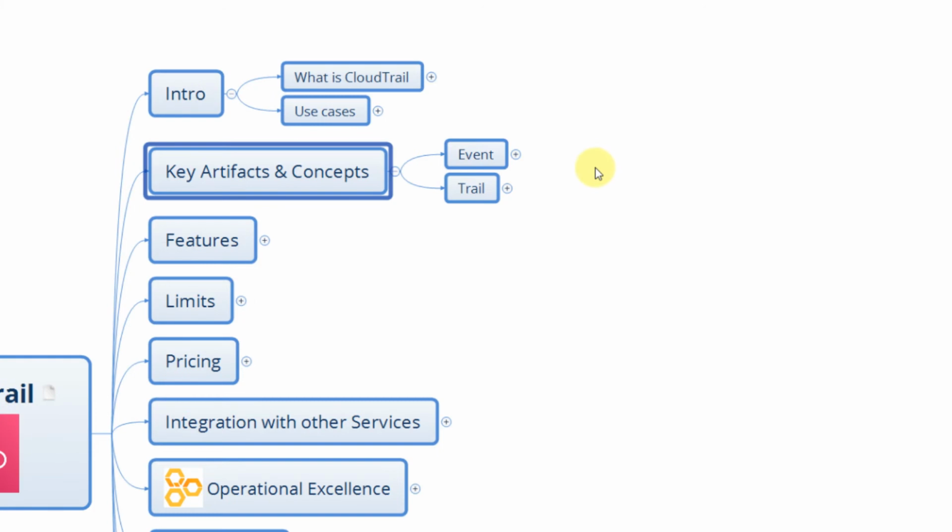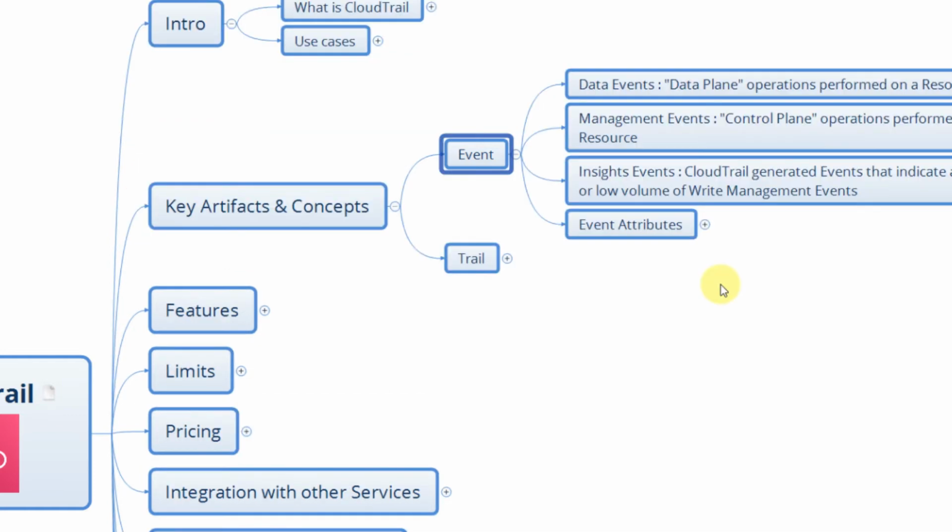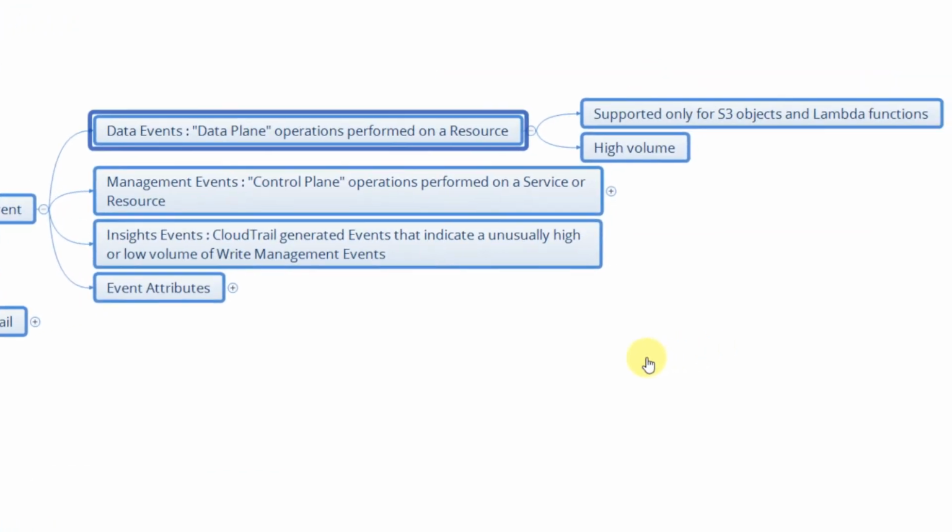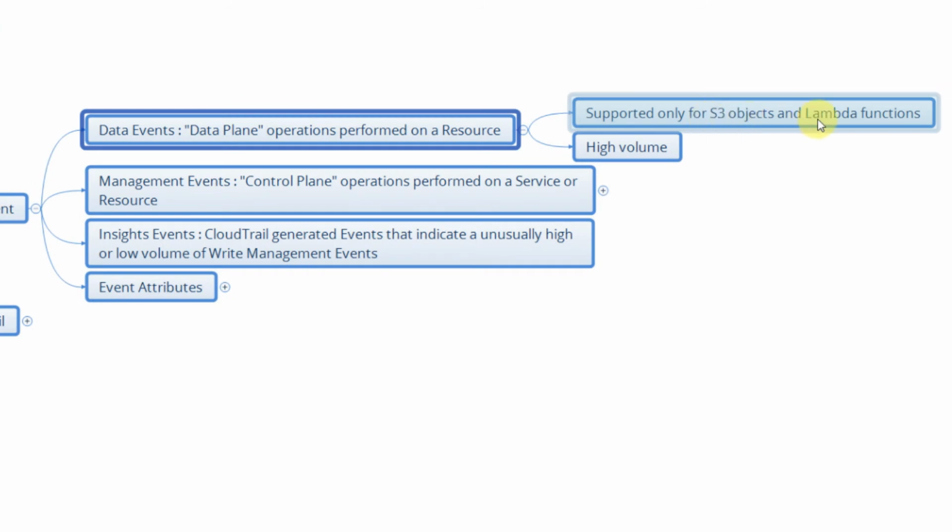Let's look at the key artifacts and concepts. There's essentially two main artifacts, an event and a trail. The events are of three types. Data events, they're also known as data plane operations performed on a resource, and these are supported only for S3 objects and Lambda functions. And as you can imagine, these are high volume operations.